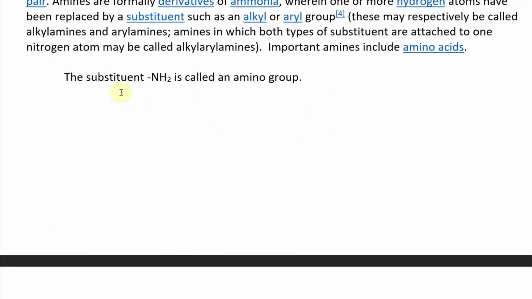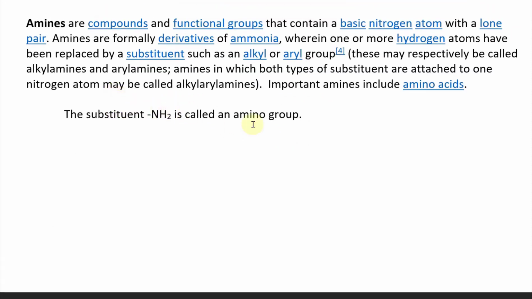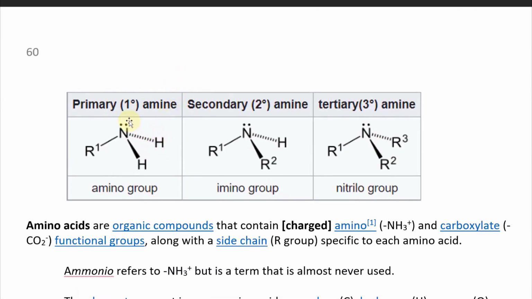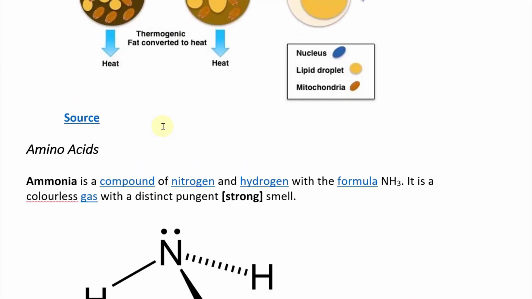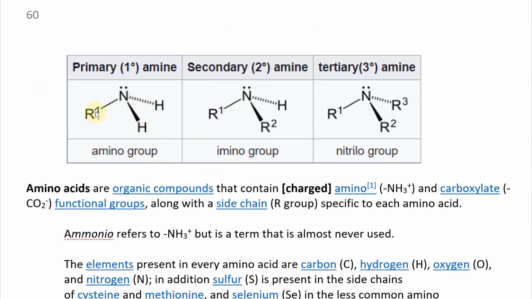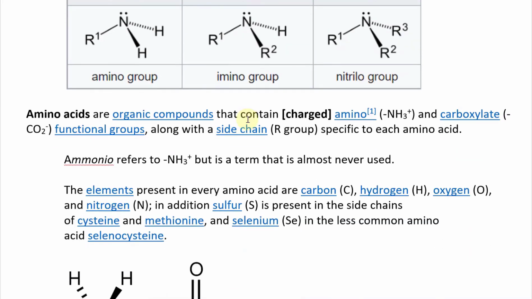The substitution NH2 is called an amino group. When you add this one here, you're adding an amino group. Going further, the types of amino groups: primary or first degree, secondary or second degree, and tertiary or third degree, depend on the number of hydrogens removed from ammonia. Ammonia has three hydrogens. In a primary amine, you remove one with the R group, and that is called an amino group. When you replace two, it is called an imino group. If you replace all three, you have a nitrilyl group. Again, just a bunch of labeling.